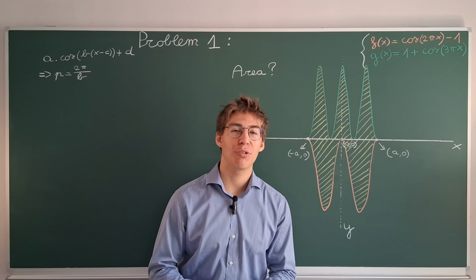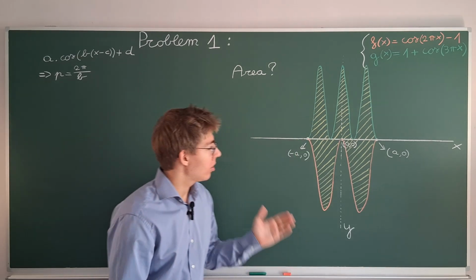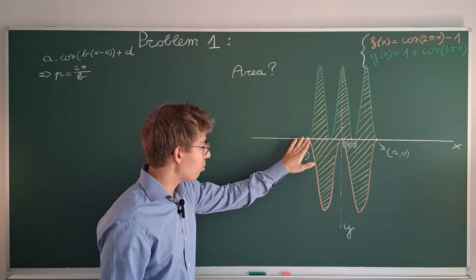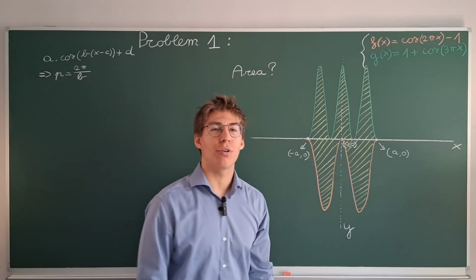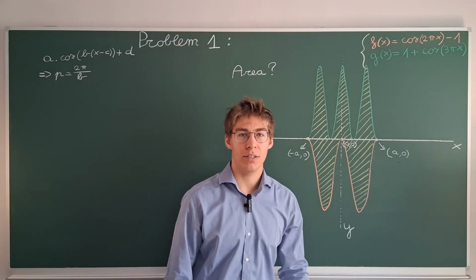For the first problem, we need to calculate the area enclosed by f and g. So the first step is to know what these begin and end points are. So I call them a0 and minus a0.